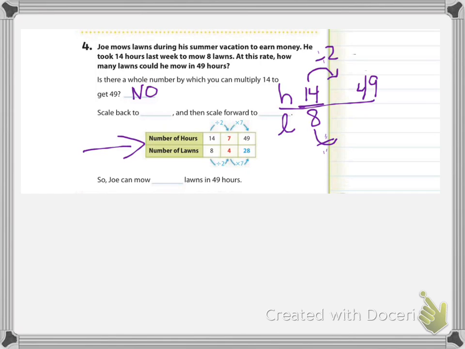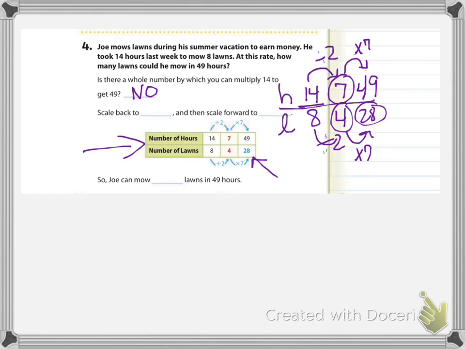So here's my divide by 2. 14 divided by 2 on the top is going to give me a 7. 8 divided by 2 on the bottom gives me a 4. So now I can think, well, what do I do to 7 to get 49? You multiply by 7. So what do you do to 4 to get some number? You multiply by 7, only because the top got multiplied by 7. And that's how they got the 28 over there on that one.